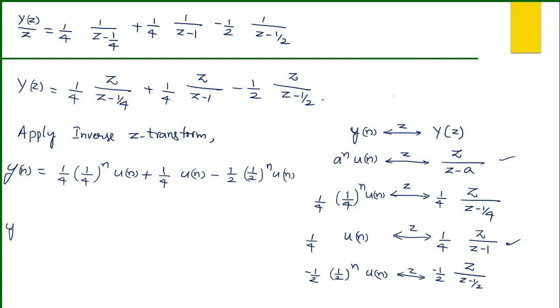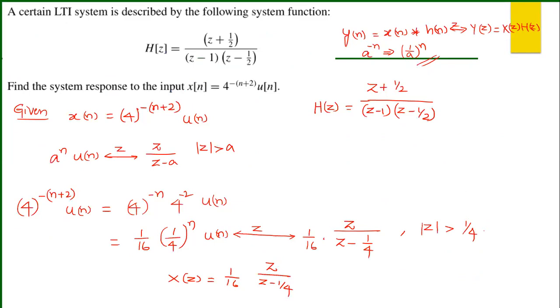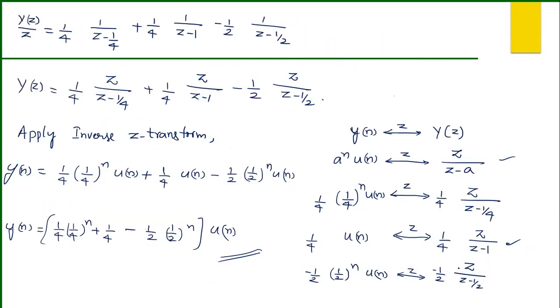So what is y[n]? You can take u[n] outside. So [1/4 into (1/4)^n plus 1/4 minus 1/2 into (1/2)^n] whole into u[n]. So you can write like this. This is the system response. One thing you need to remember, you need to write the formulas. What are the formulas you used here? This is the formula we used, and here also we used this. These are the inverse Z transform formulas we used.